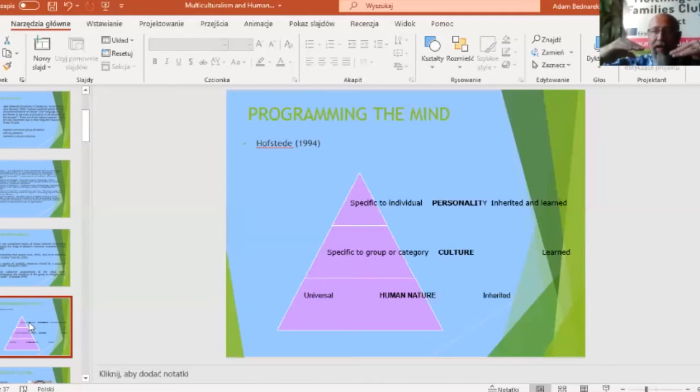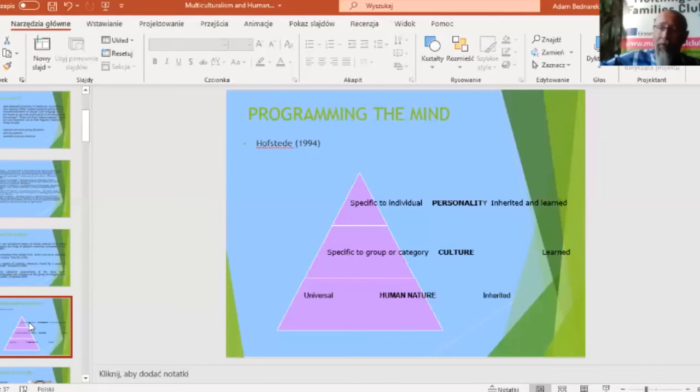Then under personality, we have the ever expanding culture, which is specific to a group or a category. So a group of people who are sharing the same space, having the same values, thinking similarly, right? And interacting with nature similarly. And that is something that we learn over time. And finally, the universal element is simply human nature, right? That is inherited. It is universal. We cannot change human nature.